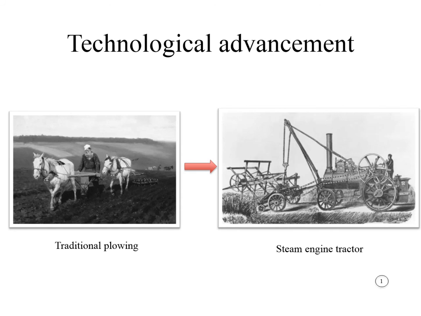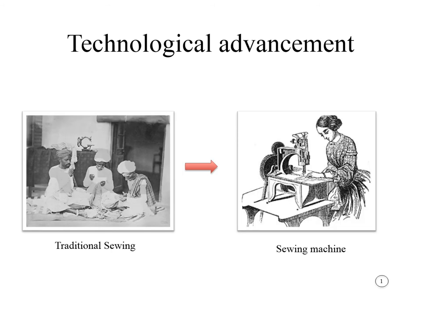Let me give you other examples of technological advancement. This technological advancement, let me go back, happened in different eras. The first one was sewing. This was the traditional form of sewing. This is the modern form. Now, this one person can produce, let's say, twice as much as all of these people together in one hour.